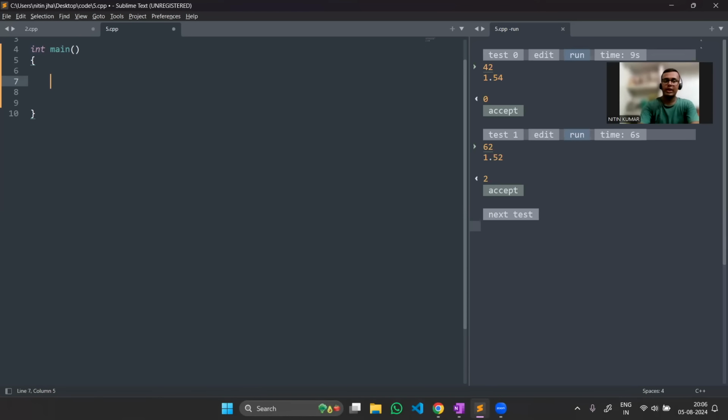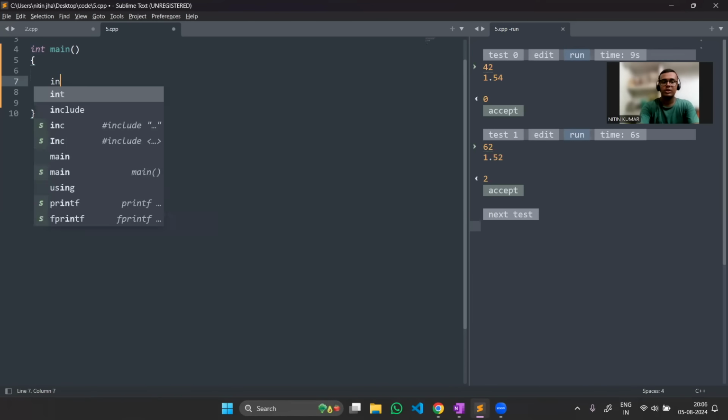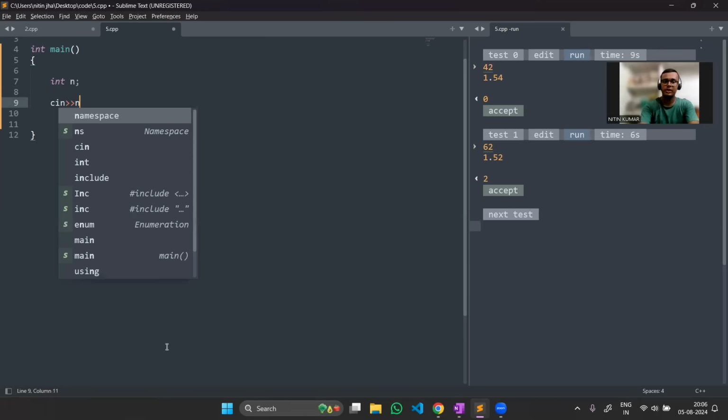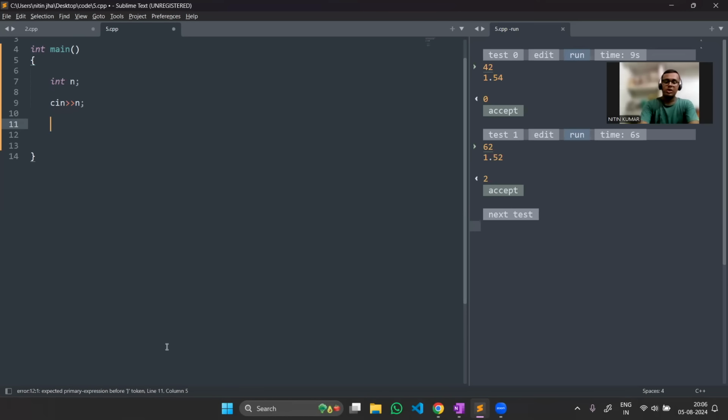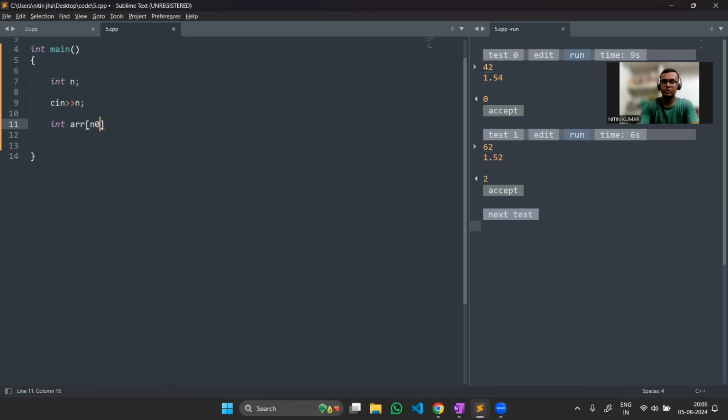And now what will the input be? The input is like, first the size of the array, int n, and then the array, and then the elements of the array will be taken.